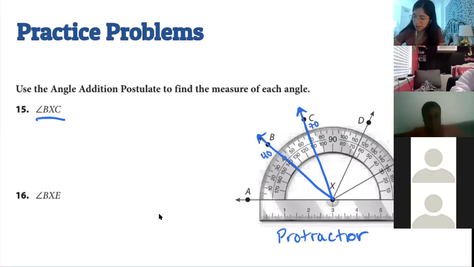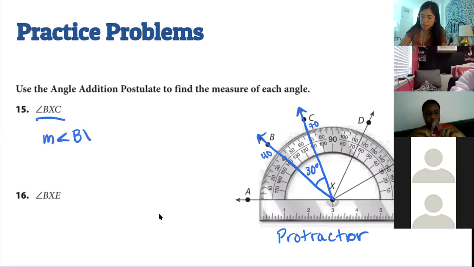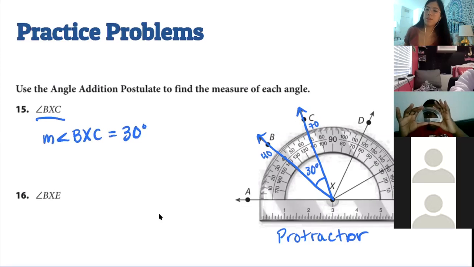So what's the measurement in between? In between 50 and 60. Wait, how much between 40 and 70? How much is that? 30. So this is a 30-degree angle. So the measure of angle BXC equals 30 degrees. That's how you use a protractor. Good.